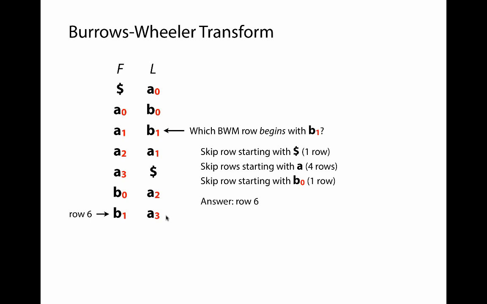And we did that without looking at F, but now that I'm showing you F, we can confirm, yes, indeed, the B sub 1 is in row 6. But again, I could take F away, and we still know that we have the right answer. 1 plus 4 plus 1 is 6, because that first column has such a predictable structure.